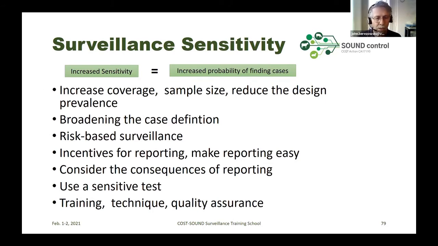Of course, as Maria talked about yesterday, use a sensitive test, and then having a well-trained veterinary service, well-trained surveillance practitioners, good technique and quality assurance are all important so that you don't make mistakes anywhere along the line from when you collect the sample to when you analyze it and report the results.